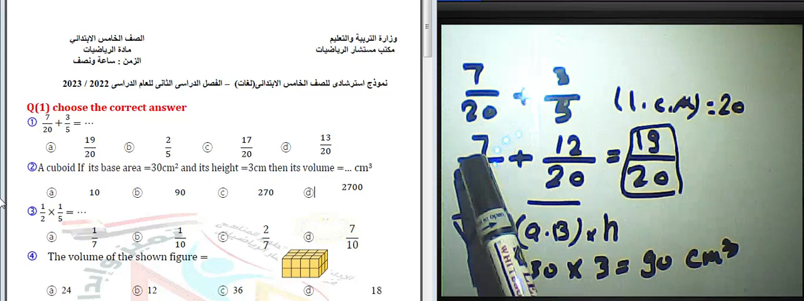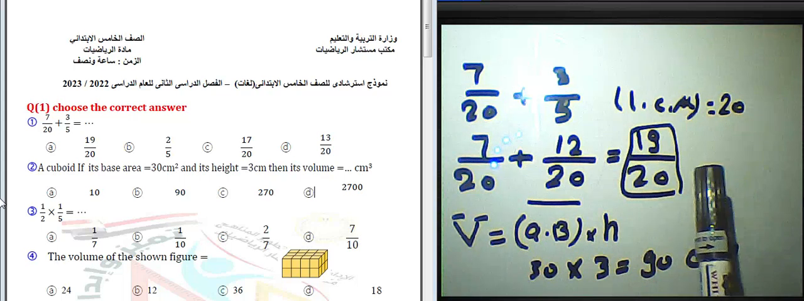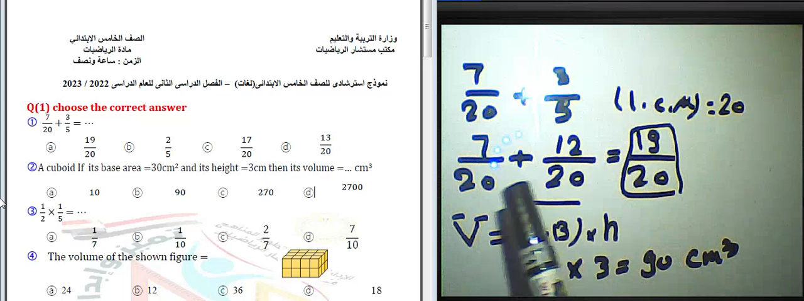And the first fraction, 7 over 20, we can write it here. The result will be 19 over 20. By adding the two fractions, 7 plus 12 equals 19. The result will be 19 over 20. Choose letter A for question number 1.